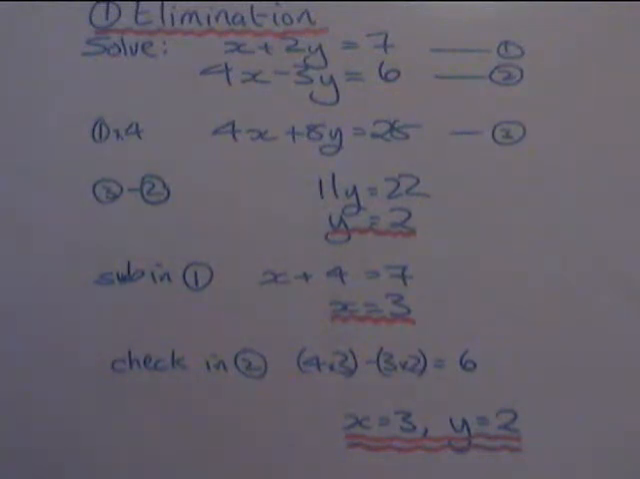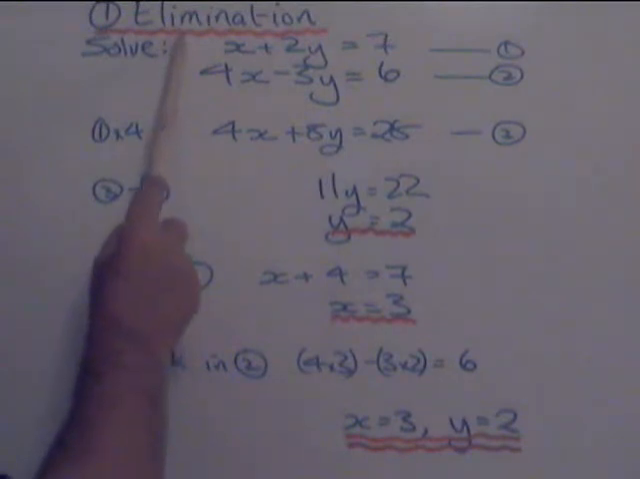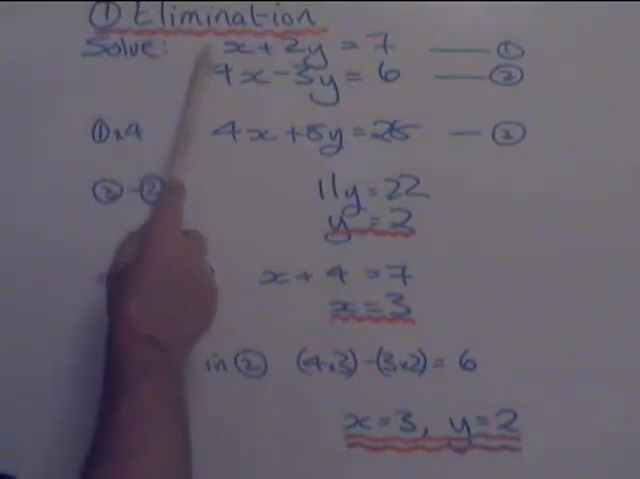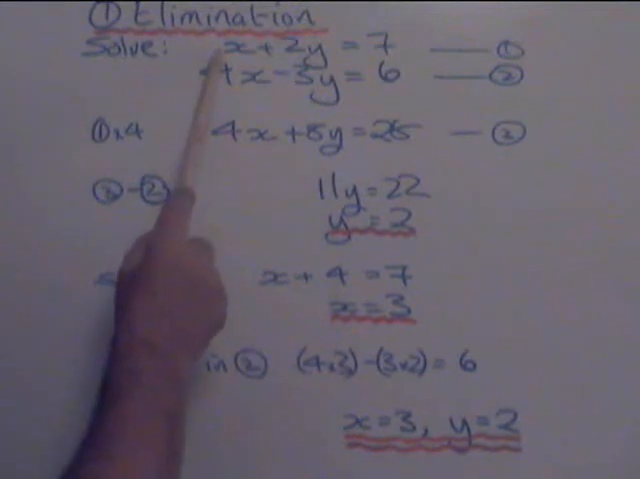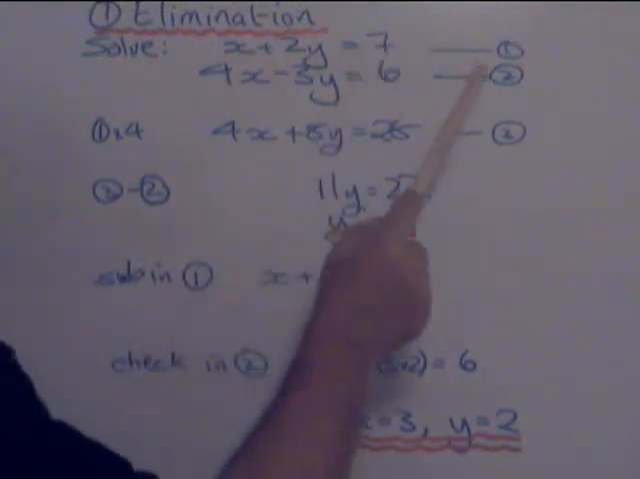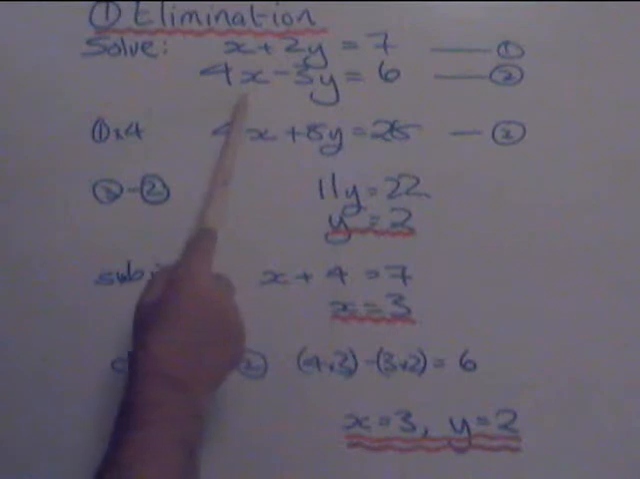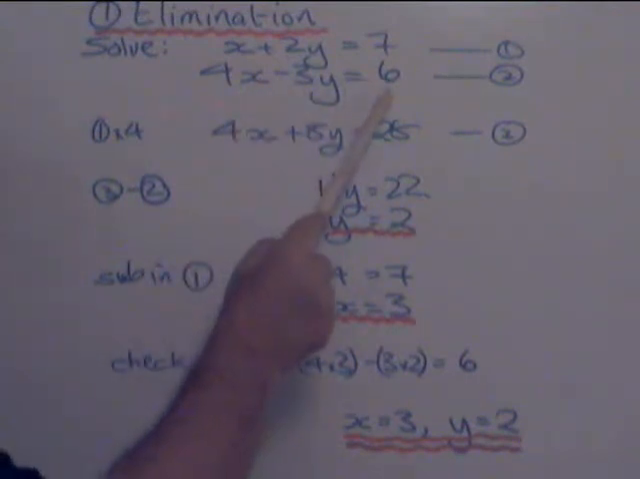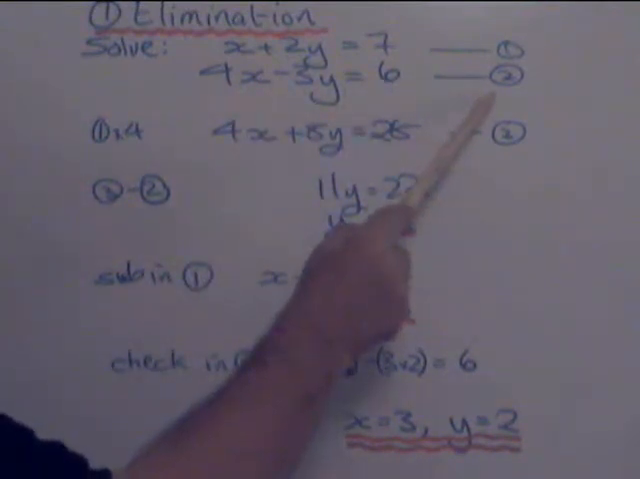Solving simultaneous equations. Take 1. Method of elimination. Now here's my pair of simultaneous equations to solve. x plus 2y equals 7, and that's equation 1. 4x minus 3y equals 6, and that's equation 2.